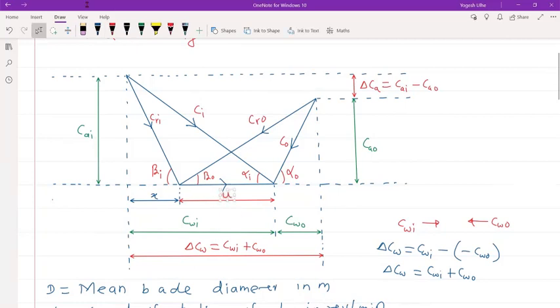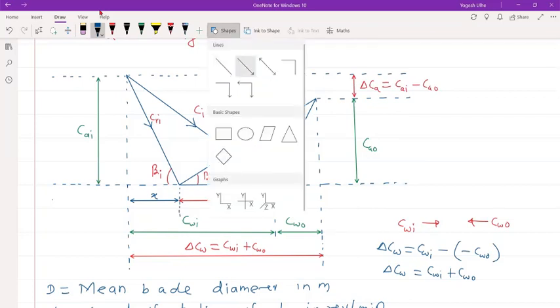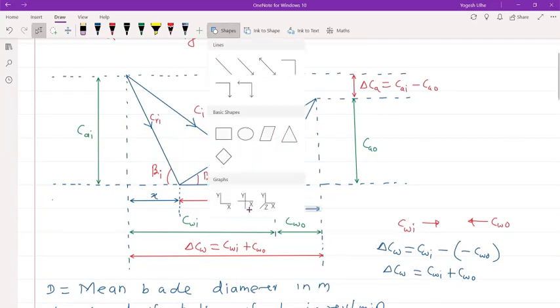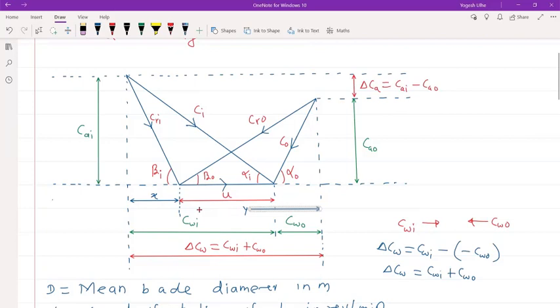This is what our U. And here we will assume this distance as the Y. Everyone try to see my point, from here to here. This one as the Y.